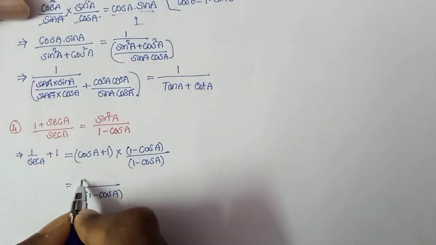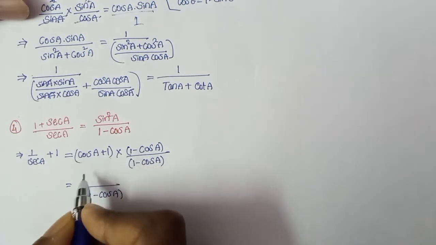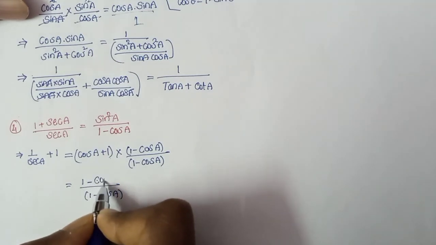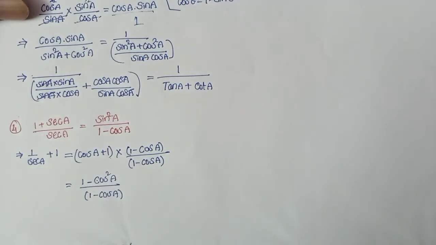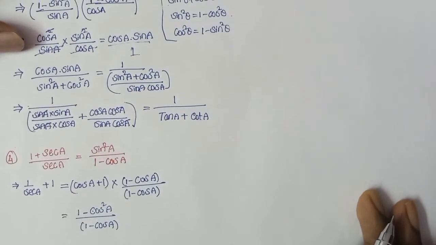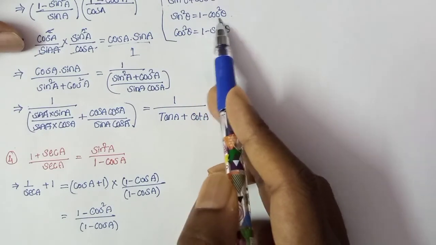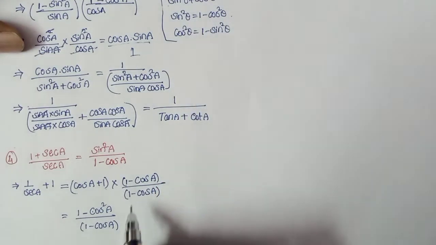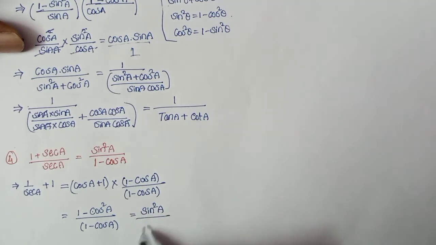That is equal to what? A square here is 1 square. 1 square minus B square, here it is cos square, so cos square A. Okay, I think you remember. Here you can see, 1 minus cos square theta is what? Sin square theta. So 1 minus cos square A is what? Sin square A divided by 1 minus cos A. So this is the answer.